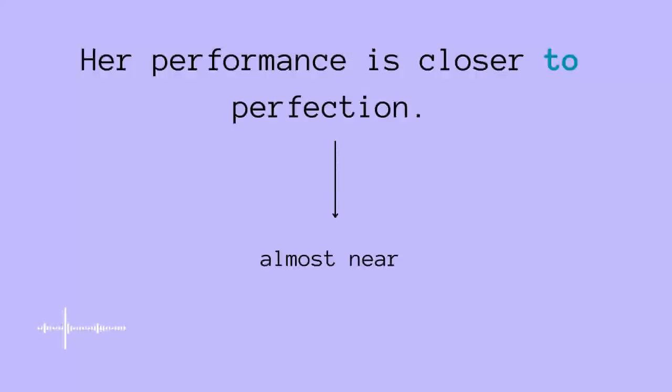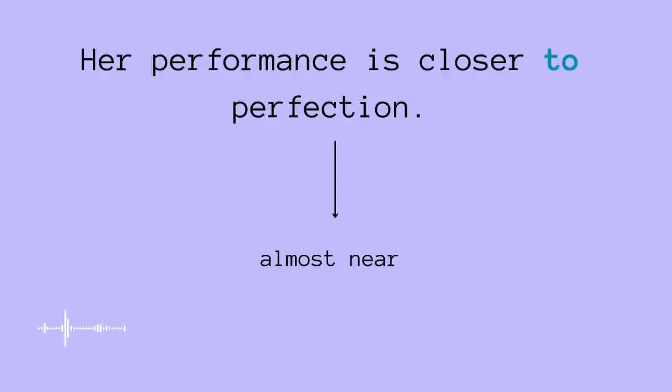Her performance is closer to perfection, meaning that she wasn't doing well, but after a lot of trials, after a lot of hard work, she started improving a lot and she's almost progressing. And in this case, we can use "closer to" perfection.